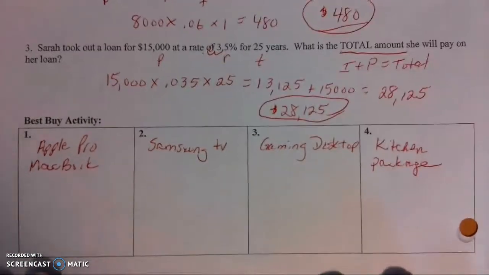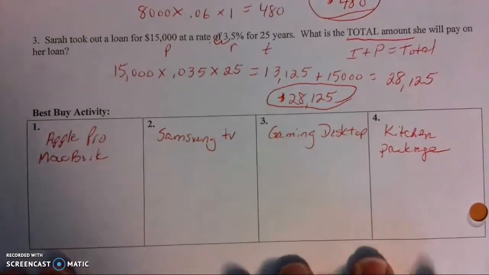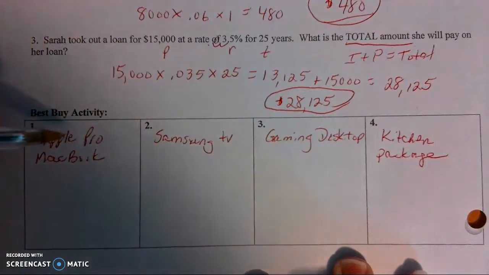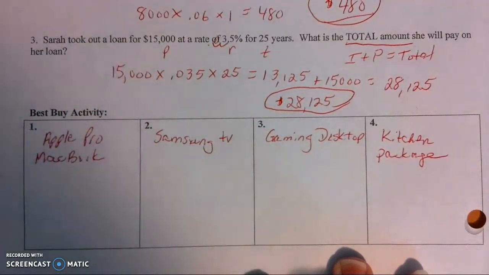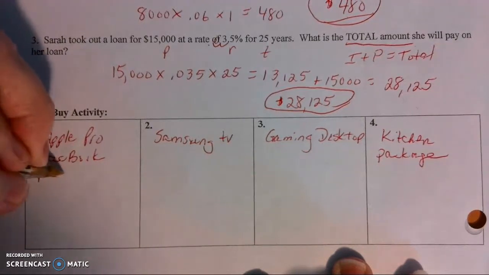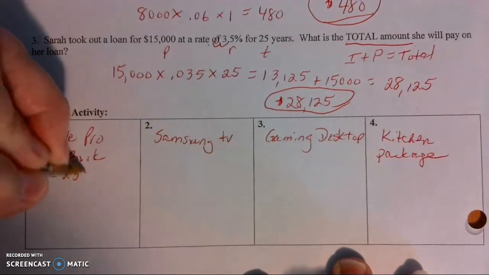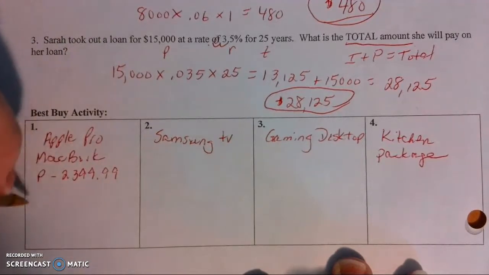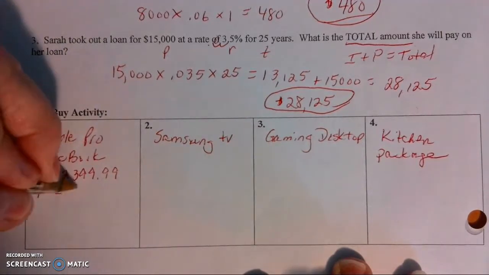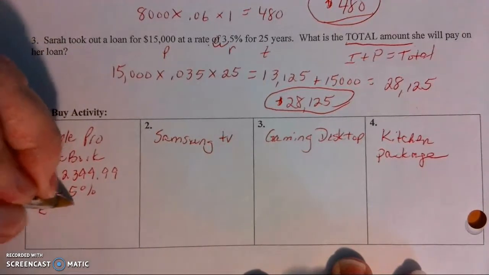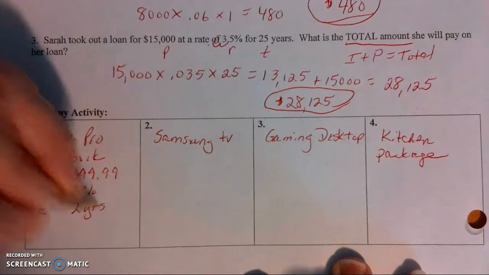Now, I looked at the Best Buy ad, and I found 4 items that I want to borrow. So we're just going to practice finding the simple interest. So the first thing I found that I wanted was an Apple Pro MacBook. It cost, so my principal is $2,399.99. I'm going to do this at a rate of 5%. And my time, I'm going to take it out for 2 years.